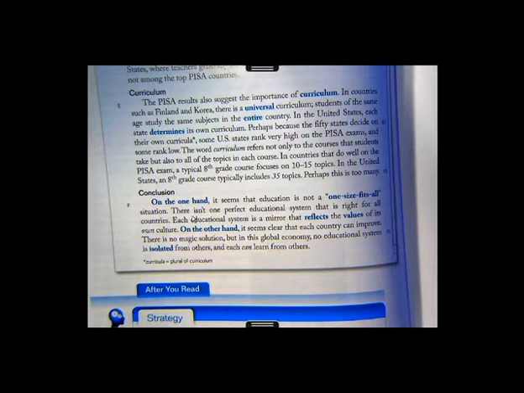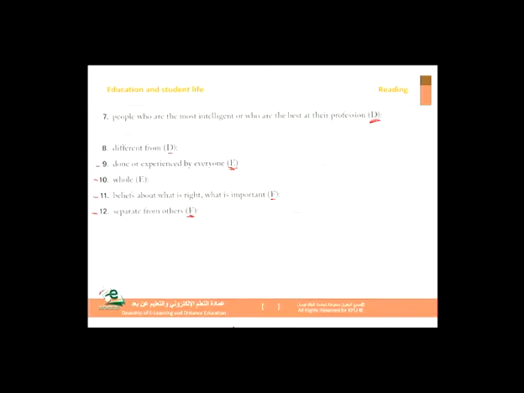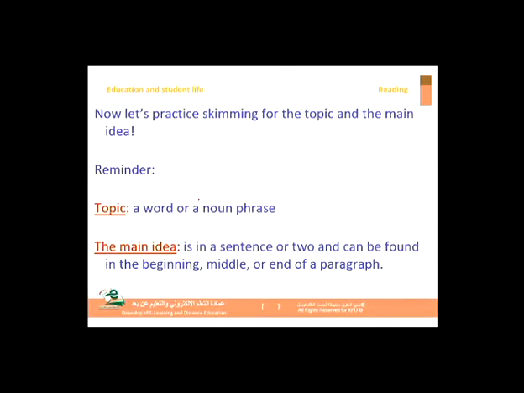Okay? Now, I hope that your answers were correct, and I'll just go back to the screen and continue with you the slides. So now we are done with this exercise. So let's go to practice skimming for the topic and the main idea, which is another skill that we have learned together.